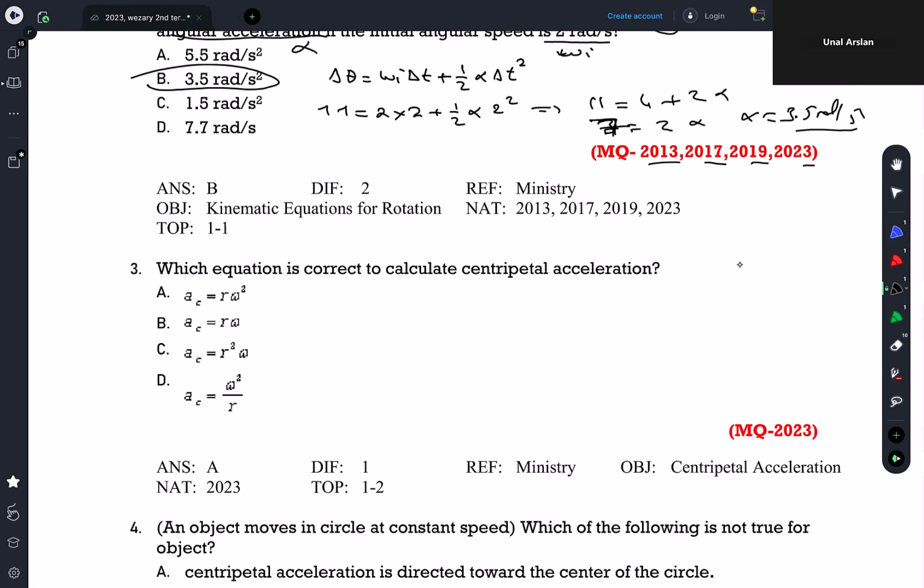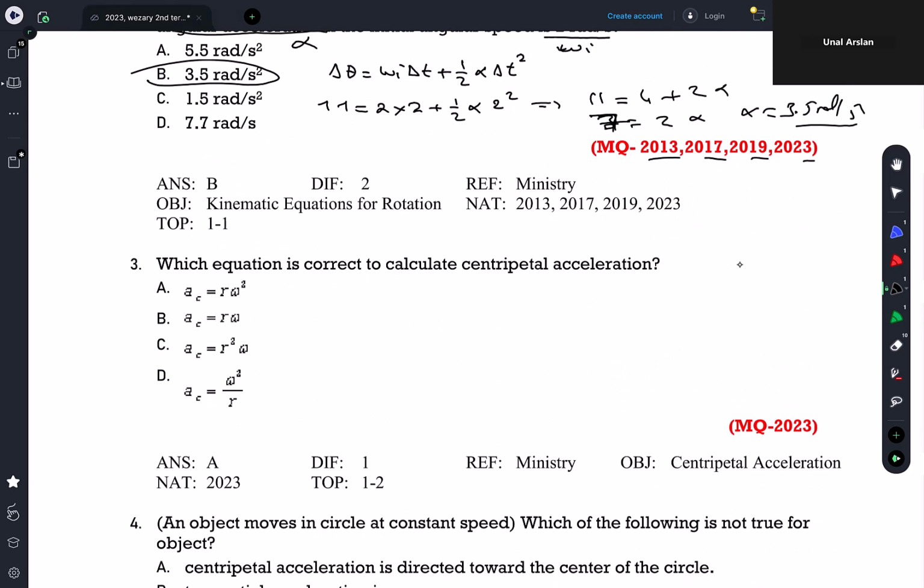Question number 3. Which equation is correct to calculate centripetal acceleration? The equation for centripetal acceleration is R omega squared, correct. R omega is V, so R squared omega squared, no. V squared omega squared over R, no. This is V squared over R, so this is also incorrect. So this is the correct answer.